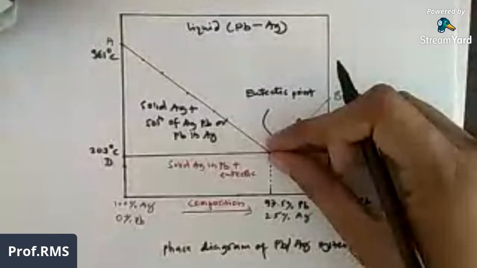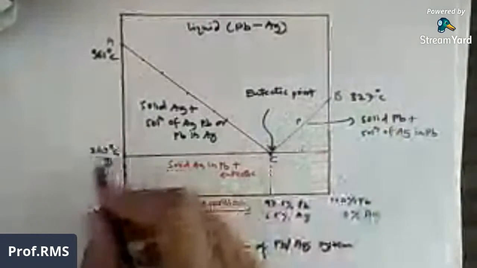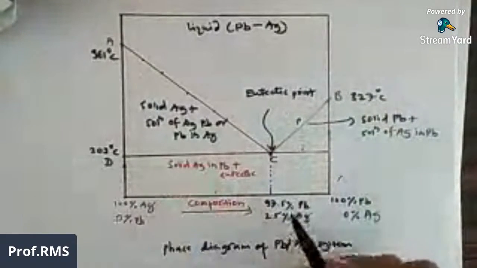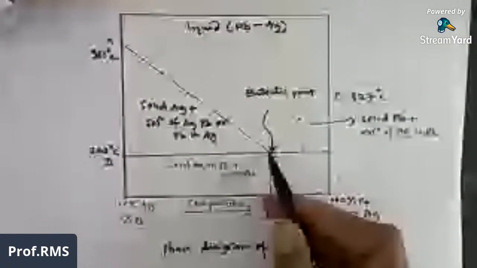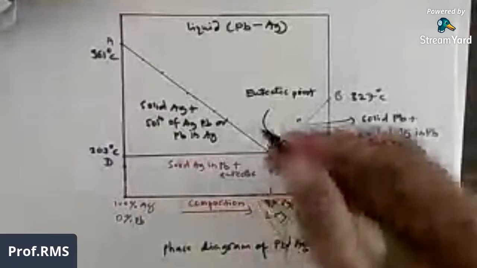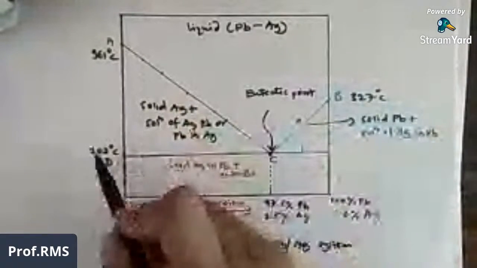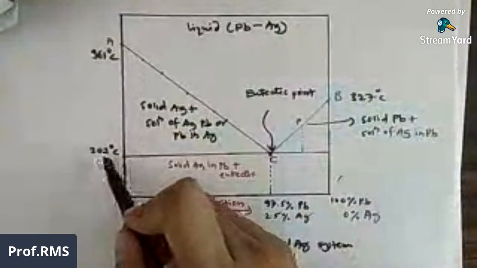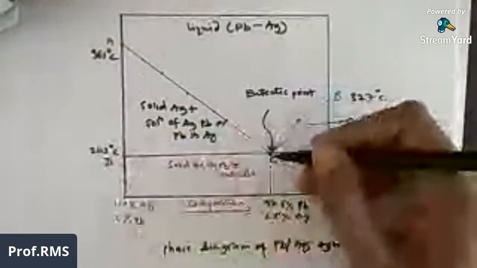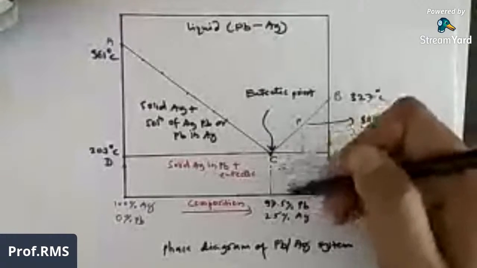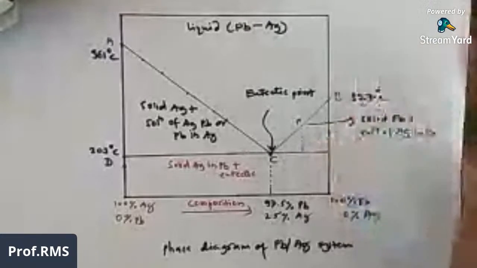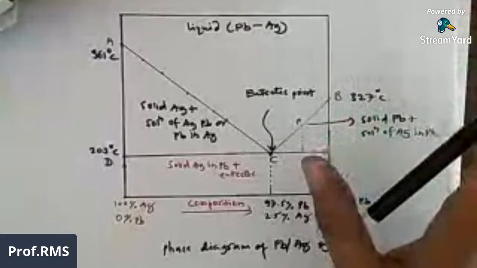This is the last temperature where both miscible metals are present in liquid form, in homogeneous form. If we reduce the temperature below 303 degrees Celsius, then what will happen? Both are transformed into solid form. Okay.